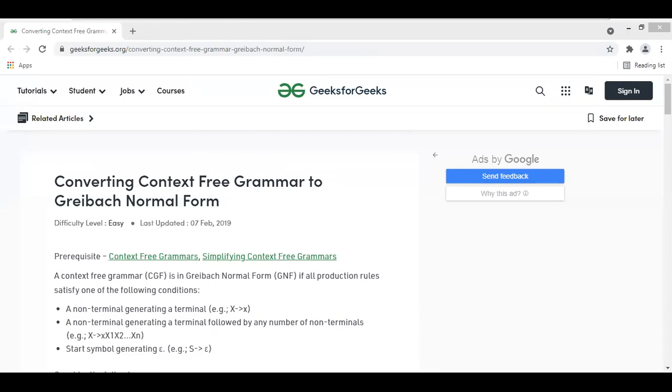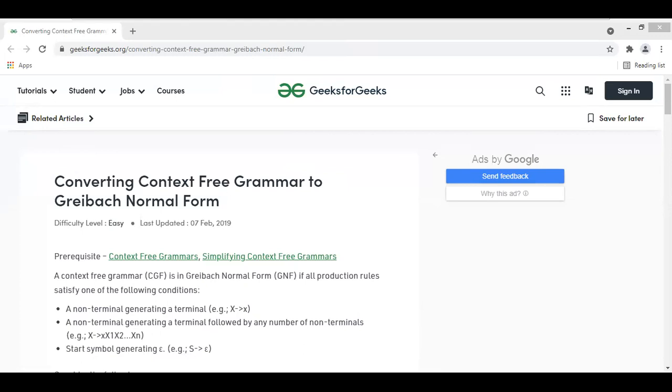In unit number 3, in context-free grammars, we have the concept of normal forms. In that, we are going to learn two types of normal forms. One is CNF and the other one is GNF, right? CNF I already explained to you. I think you all understand how to convert the grammar into the CNF. And now in this class, I'm going to explain about the GNF.